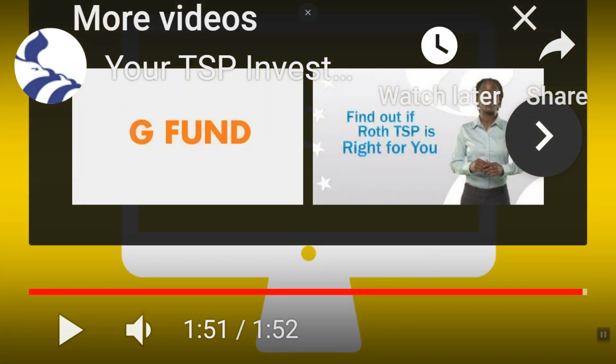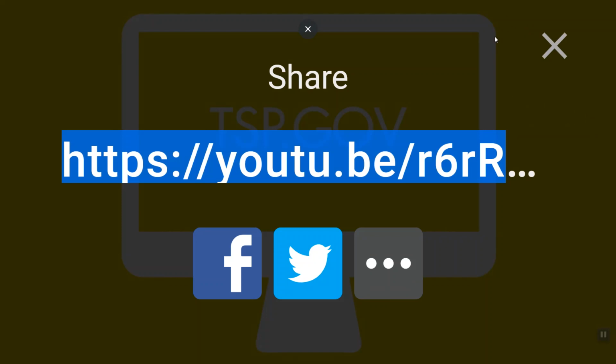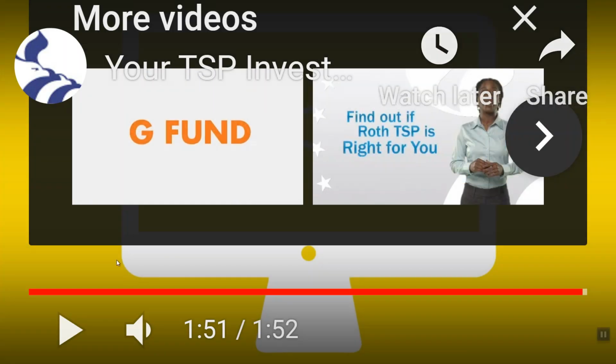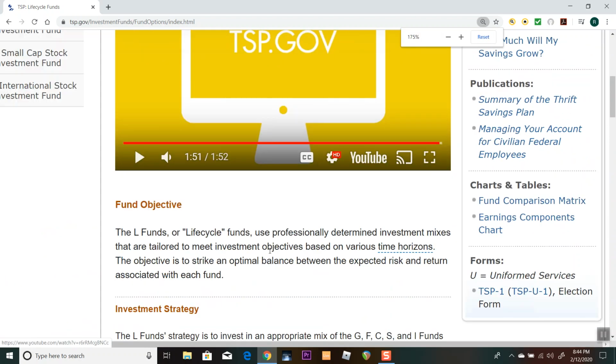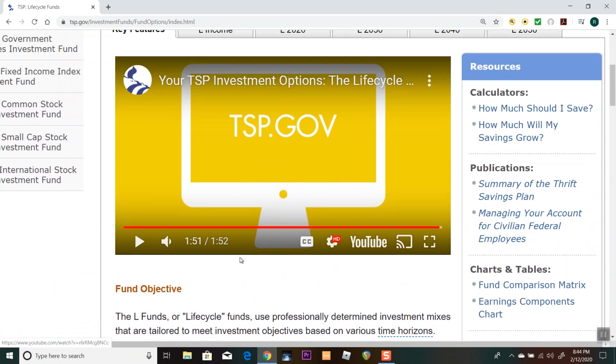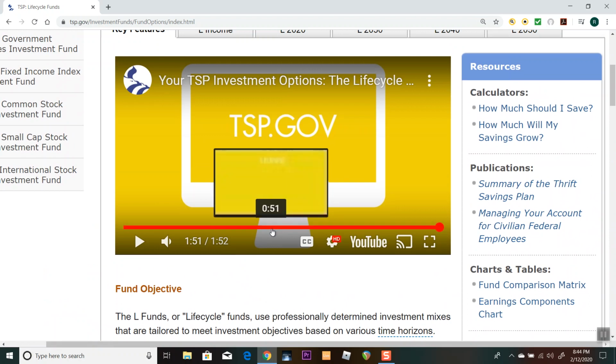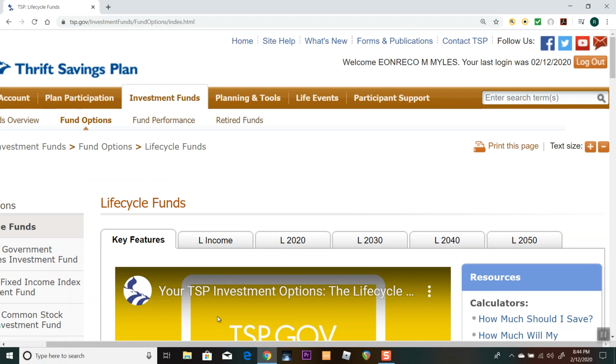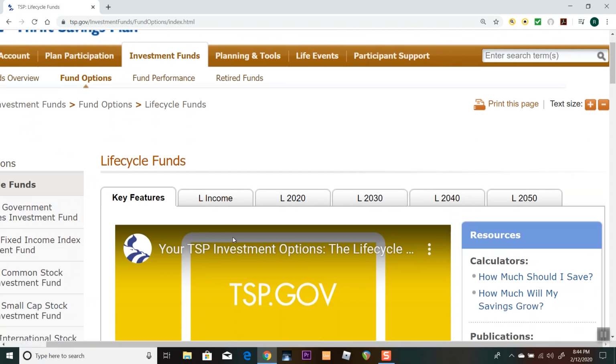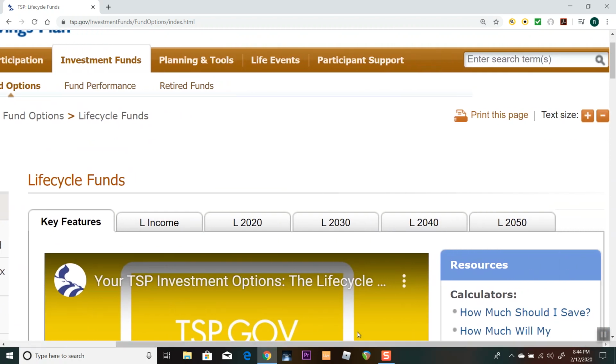Okay, so that's a quick little video on the L funds, and they kind of explained how the L funds work. And we kind of said that before in the other video, so let's look at them more in detail. And here in these tabs, we have the different L funds that are available.